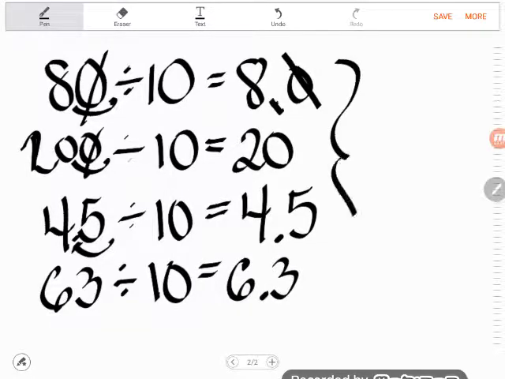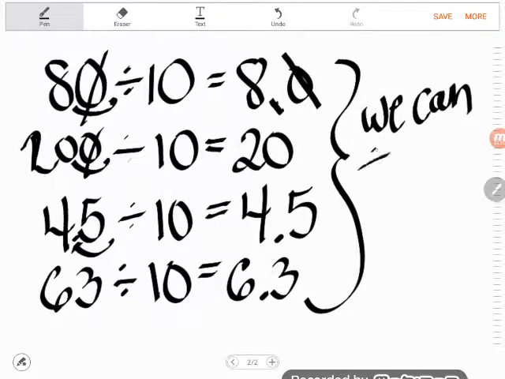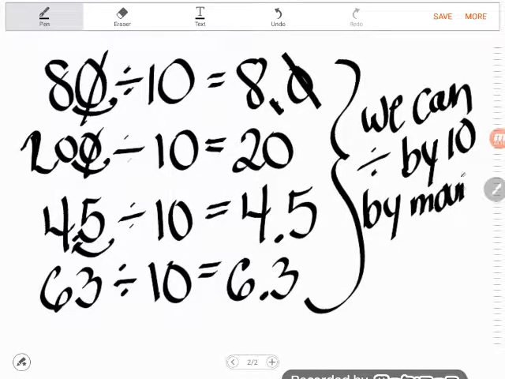So see how we can quickly and easily divide by 10 in our heads? So we can divide by 10 by moving a decimal place. And when I say moving, I'm losing a decimal place. I'm going left. Why left? So that I'll have less value. Okay, so moving a decimal place.